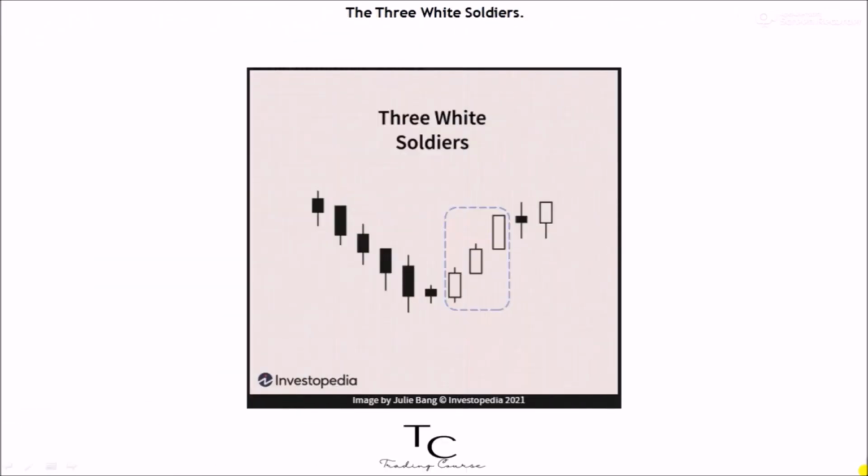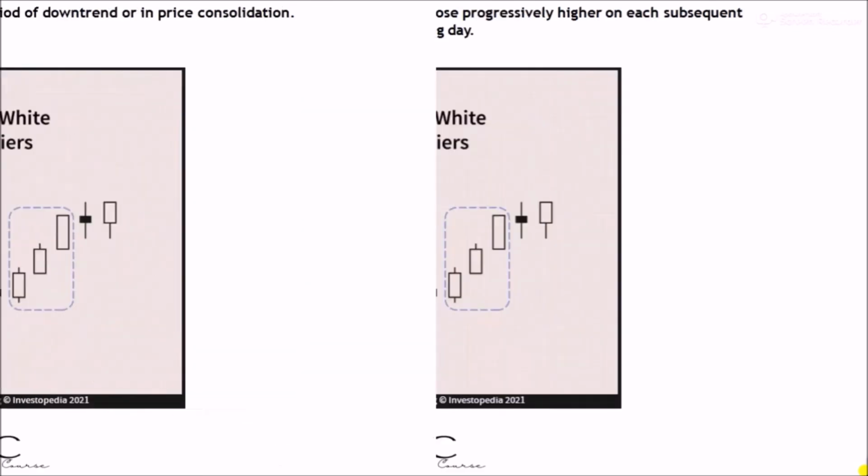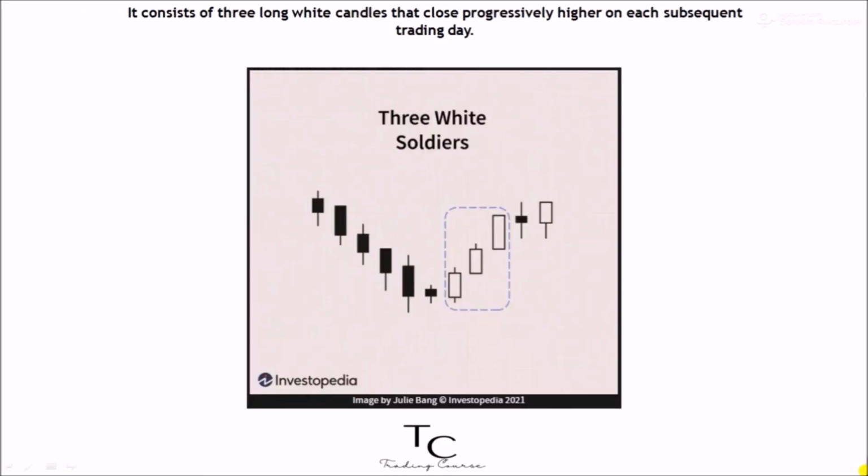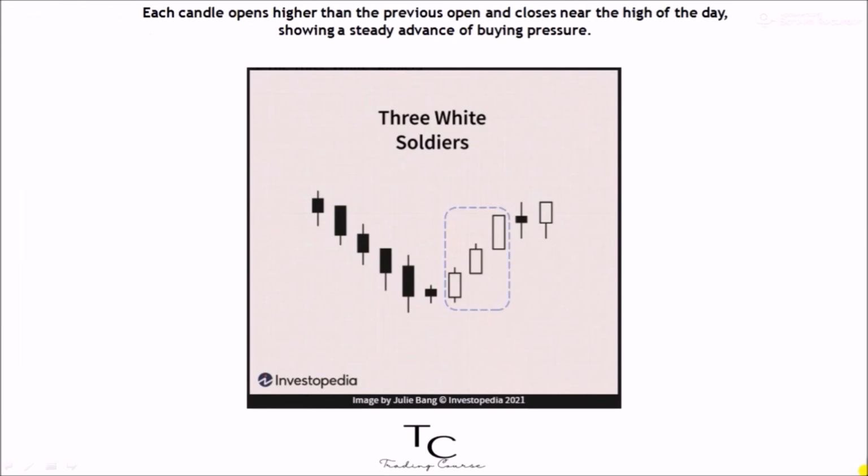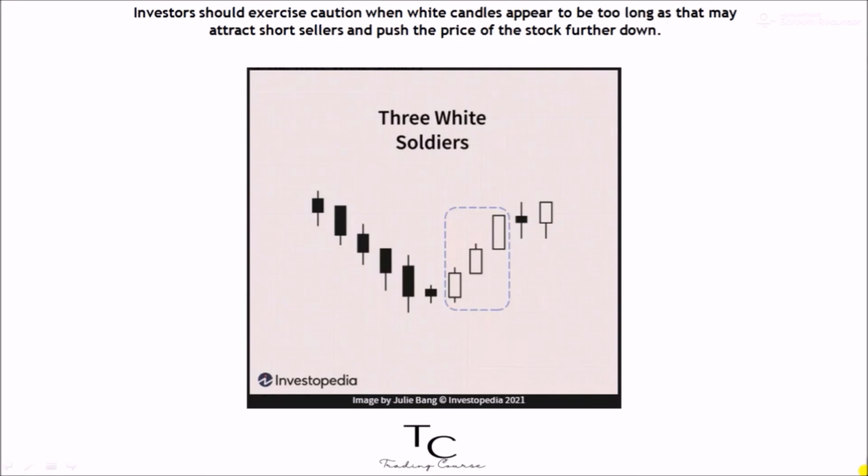The 3 white soldiers. This pattern is usually observed after a period of downtrend or in price consolidation. It consists of 3 long white candles that close progressively higher on each subsequent trading day. Each candle opens higher than the previous open and closes near the high of the day, showing a steady advance of buying pressure. Investors should exercise caution when white candles appear to be too long, as that may attract short sellers and push the price of the stock further down.